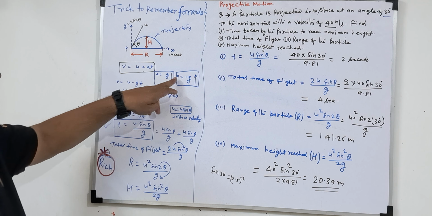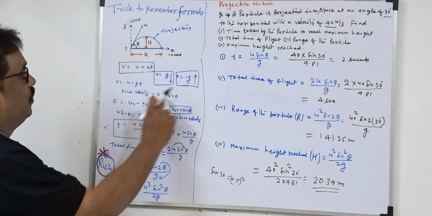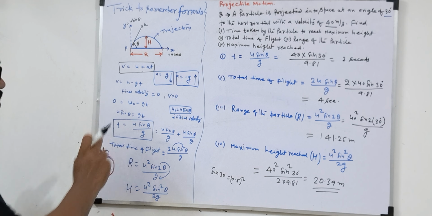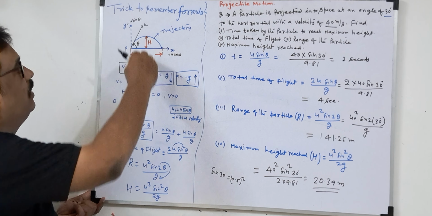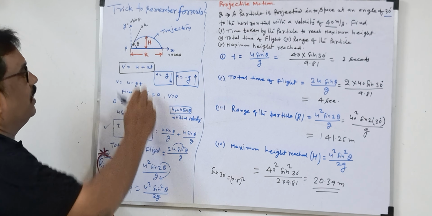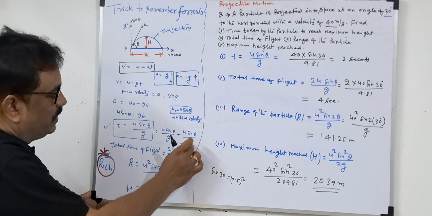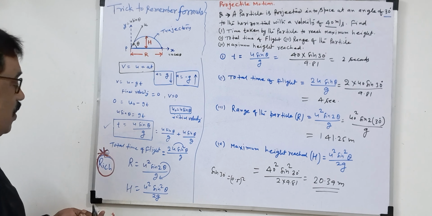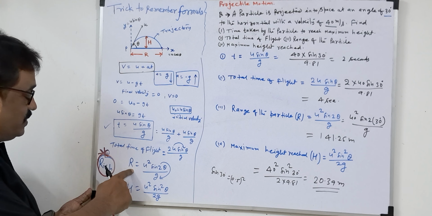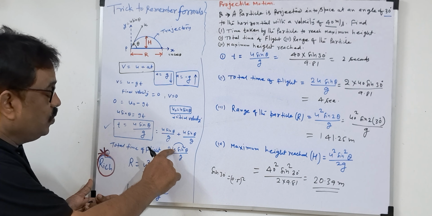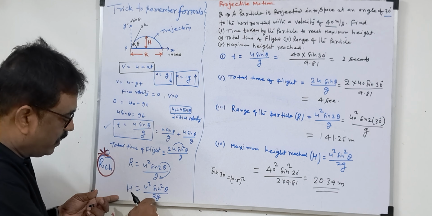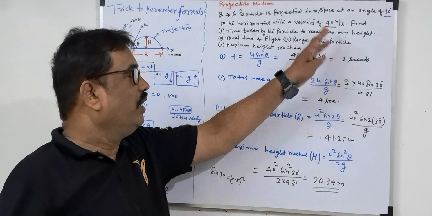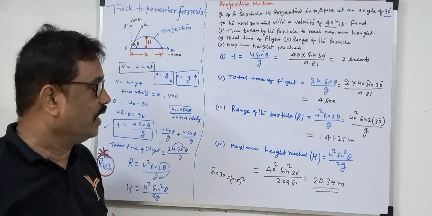When is the time taken to reach the maximum height? When the final velocity is 0. Substitute 0, and you get t is equal to u sine theta by g. Then the total time of flight is 2 times this, 2u sine theta by g. Now remember reach. Reach means first range, then height. U square, bring the 2 theta. Again 2 theta, bring it to the denominator: square, 2g. This way you can remember, substitute the values and get the answer.